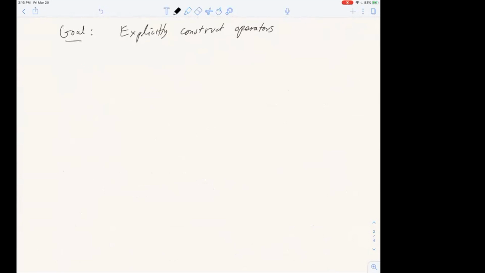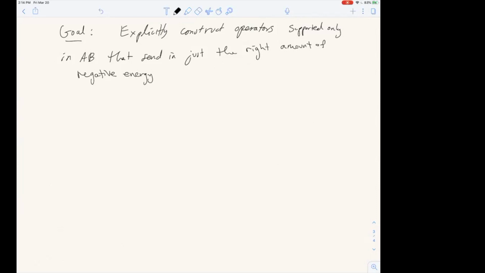Okay, so the goal is to explicitly construct operators supported only in AB that send in just the right amount of negative energy to pull everything in the entanglement wedge, but outside the causal wedge, out to the boundary.